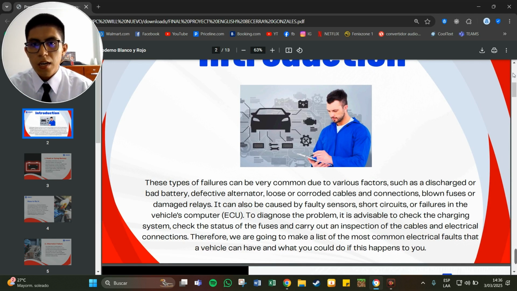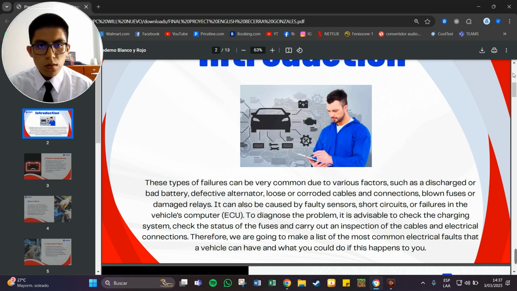Introduction. These types of failures can be very common due to various factors, such as a discharged or bad battery, a defective alternator, loose or corroded cables and connections, blown fuses, or damaged relays. It can also be caused by faulty sensors, short circuits, or failures in the vehicle computer, the ECU.